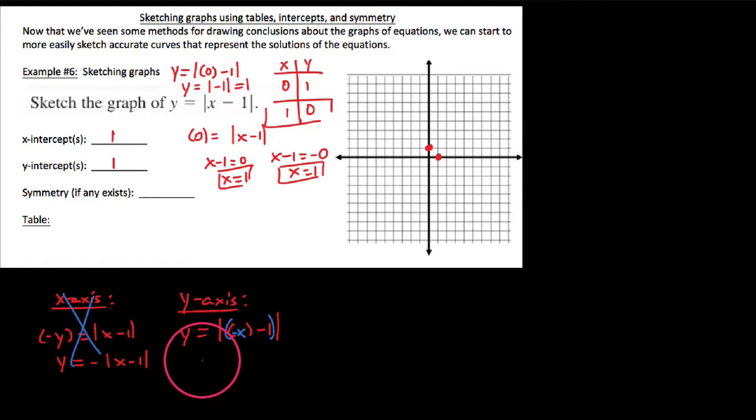And so what I'm going to say here is that y equals the absolute value of negative x minus 1 is our expression. We're going to leave it this way, but it is not the same as what we started with here. And so it doesn't have y-axis symmetry either.